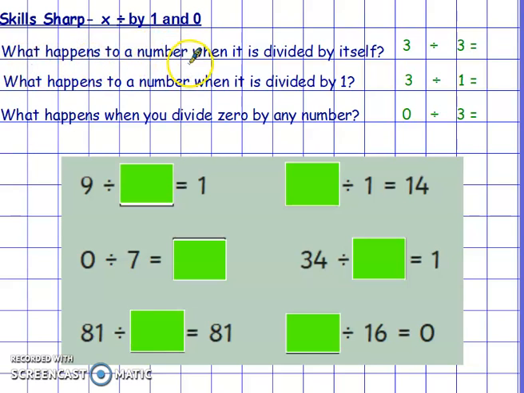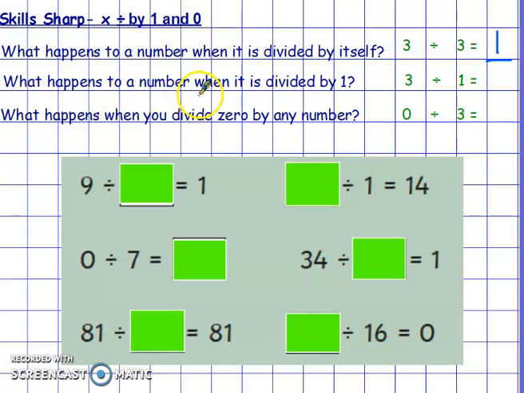What happens to a number when we divide it by itself? So for example, 3 divided by 3. How many 3's go into 3? Just 1. So when we divide a number by itself, the answer is always 1. Because only one of that number can fit into it.